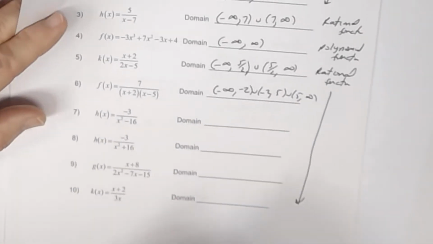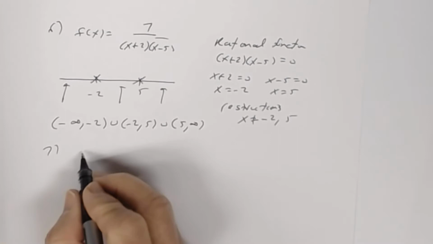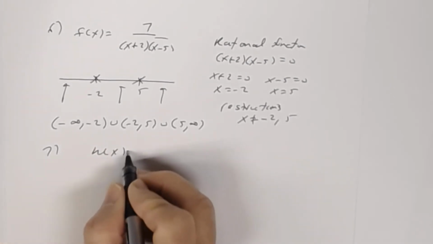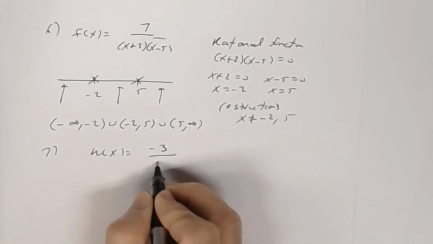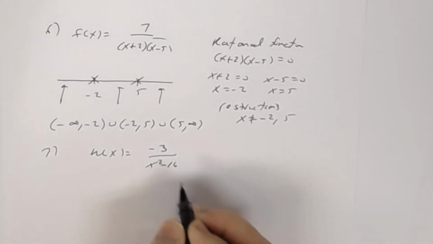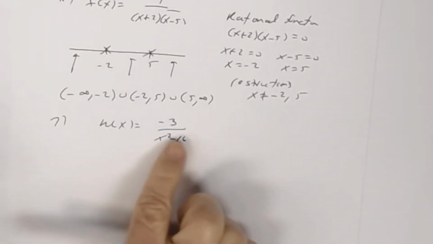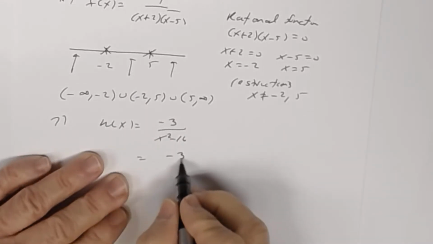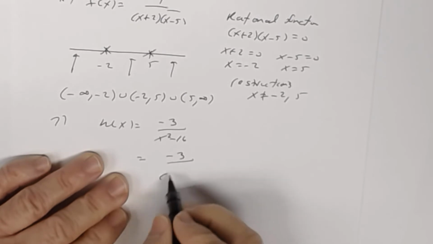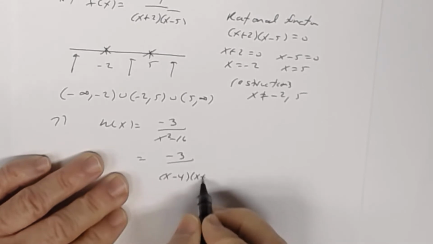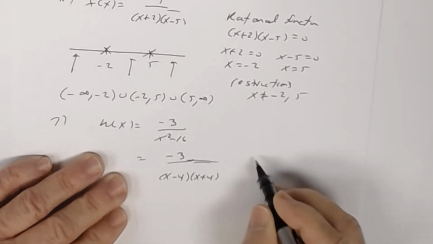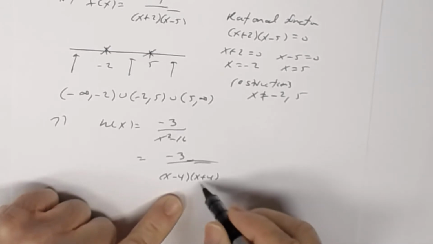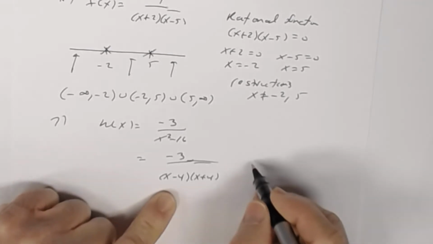Okay, let's look at number 7. Number 7, we have a rational function. We have h of x equal negative 3 divided by x squared minus 16. So what you want to do there is go ahead and factor the denominator. And so when I do that, that's the difference of 2 squares. So I get x minus 4, x plus 4. And so right away, you know the restrictions. Even if you didn't, you just set each one equal to 0.